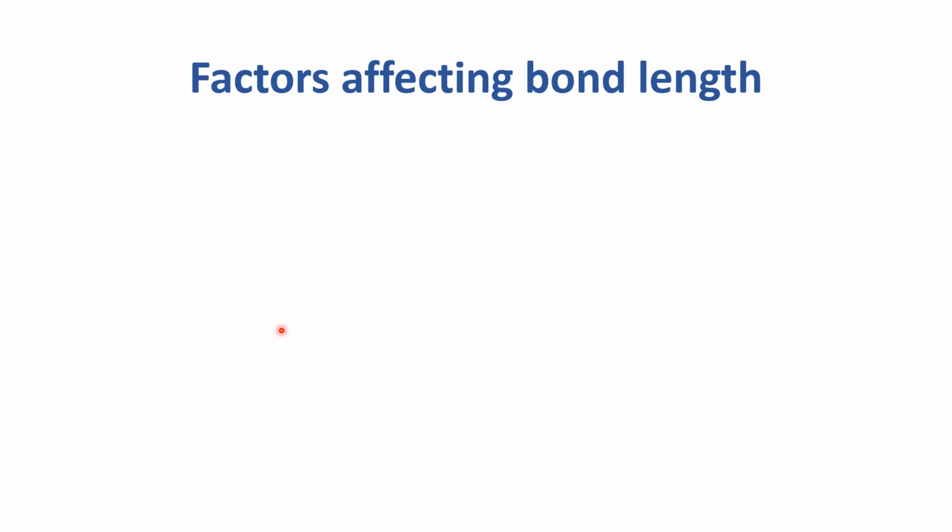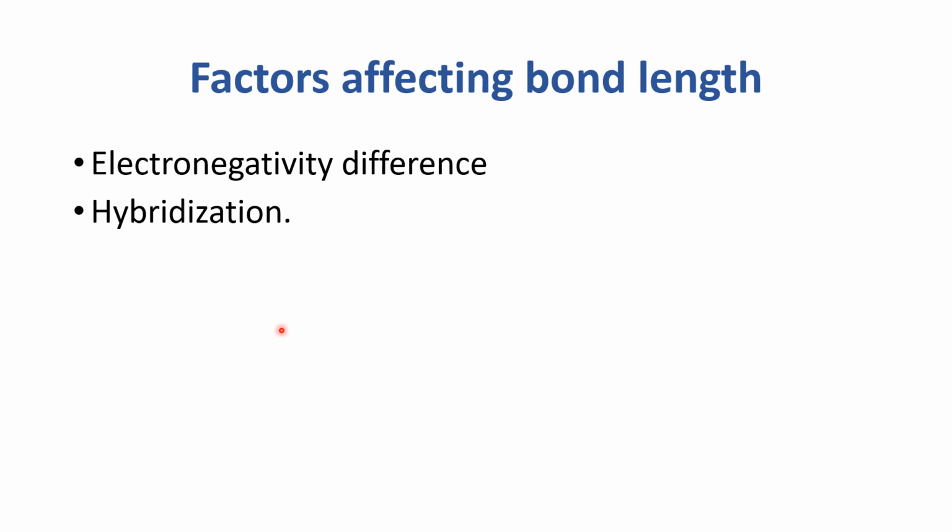So let's see what factors affect the bond length. These are electronegativity difference and hybridization. So electronegativity difference की वजह से bond energy ज़्यादा हो जाती है, जिसकी वजह से bond length short हो जाती है. And hybridization, जितना ज़्यादा किसी भी bond में s character होगा, उसकी जो bond length है वो उतनी ज़्यादा shorter होती जाएगी. So it is 154 in alkanes, 133 in alkenes, and 120 in alkynes.